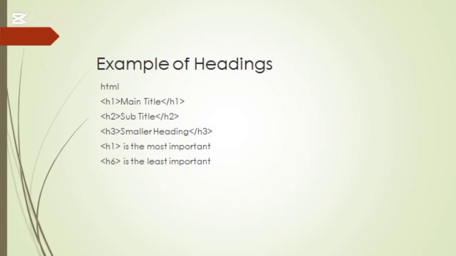Let's look at this small code example. Here, the main title is written inside H1, the subtitle is written inside an H2 tag, and the smaller heading is written in H3. H1 will appear as the biggest heading, H2 a little smaller, and H3 even smaller. Remember, H1 is the most important heading because it tells what the page is mainly about. H6 is the least important.